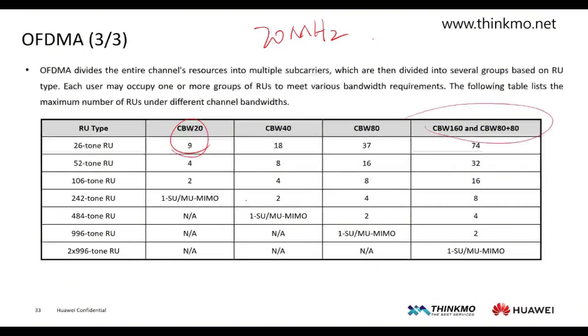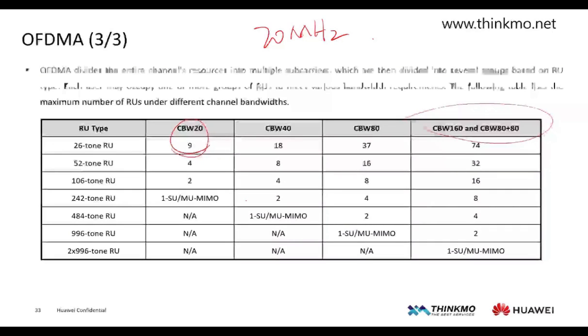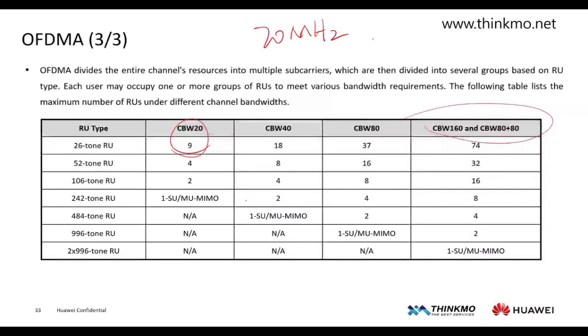This also involves the concept of orthogonal frequency division multiplexing, OFDM, which is a technology that transmits data by dividing the spectrum into multiple smaller frequency bands. Through this technology, Wi-Fi 6 can effectively support multi-user concurrent transmission, improving network efficiency.